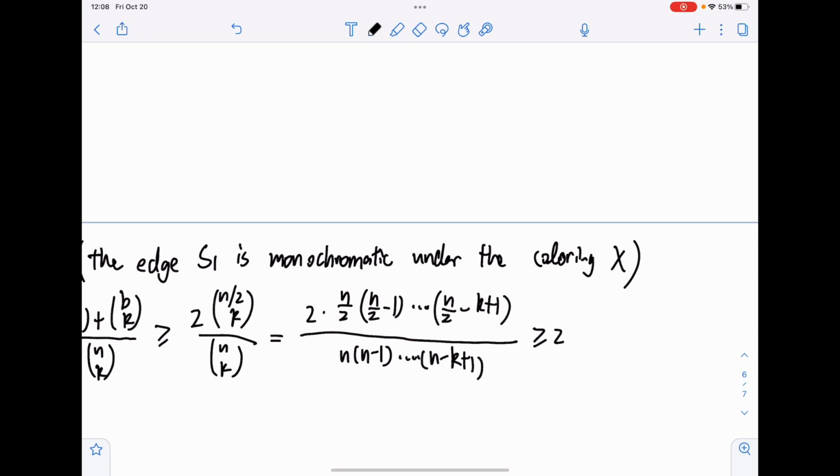And we can conclude that there exists a non-two-colorable k-uniform hypergraph with m edges, and it completes the proof. Yeah, and this is all for our first chapter here, and thanks for listening.